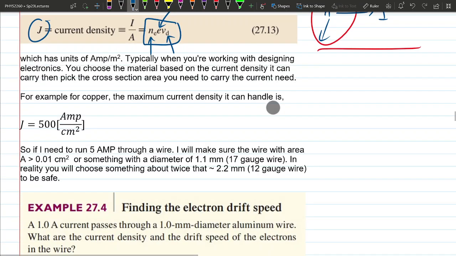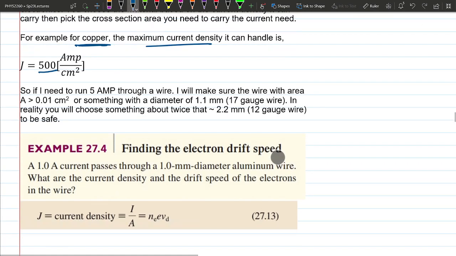For example, for copper, the maximum current density is about 500 amps per square centimeter. Okay? So that means if you have a wire that's approximately a square centimeter, which is maybe a little bit bigger than this, it can only carry 500 amps. 500 amps is actually quite a bit, so that's why generally a lot of wires are smaller than this.